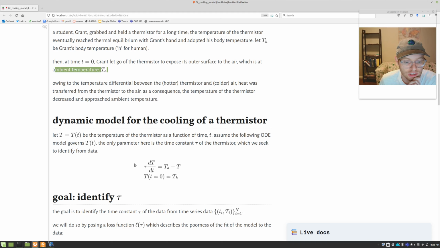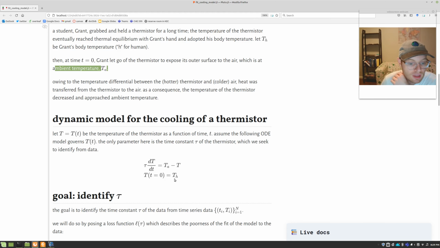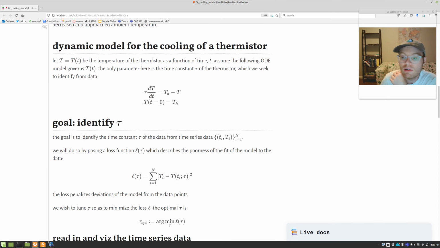So this differential equation governs the dynamics of the temperature of the thermistor. The rate of change of the temperature of the thermistor is proportional to the difference in temperature between the air and the thermistor itself. The time constant tau, the parameter we wish to identify, is here, and it's subject to an initial condition. So at time 0, that's going to be the time at which Grant let go of this thermistor, the temperature was equal to Grant's body temperature, TH. So the goal is to identify tau.